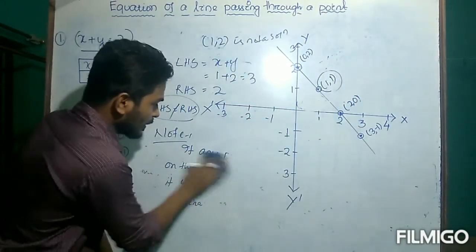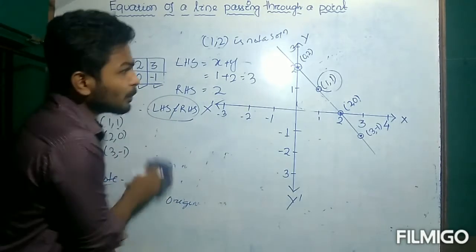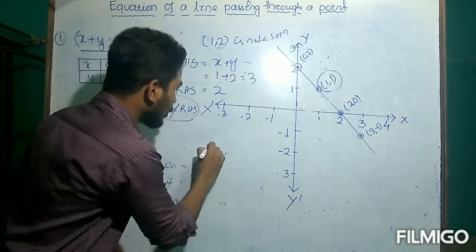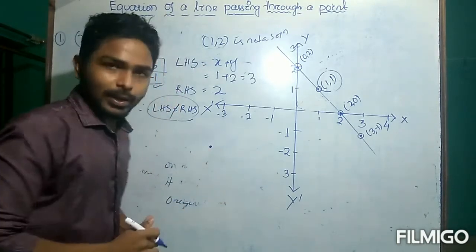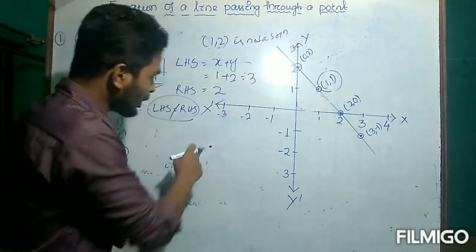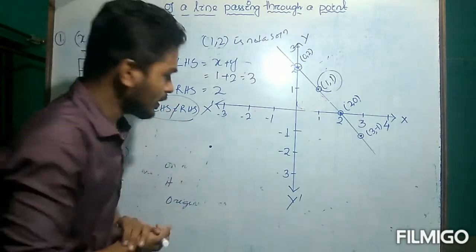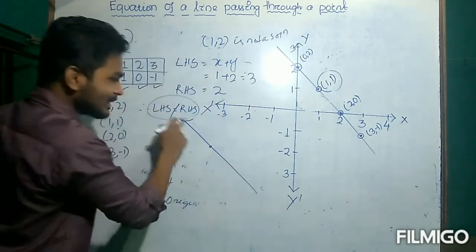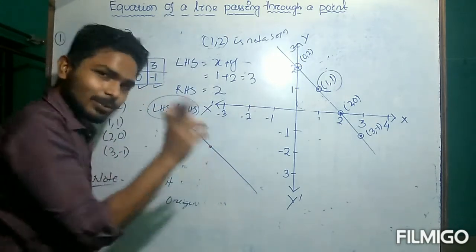Now, suppose we have a point. Through a point, how many straight lines can we draw? Okay, see, through a point, how many straight lines can we draw? This is a straight line which passes through this point.